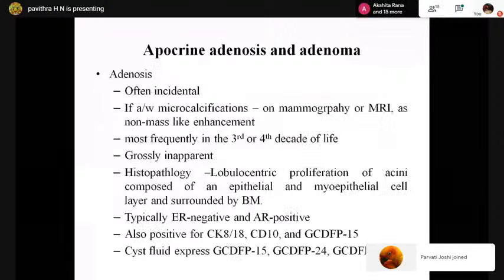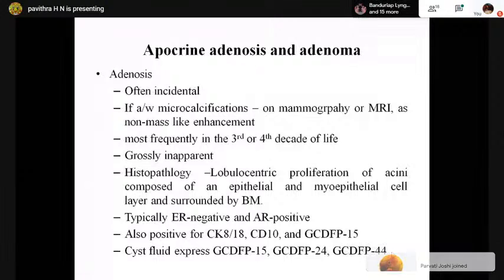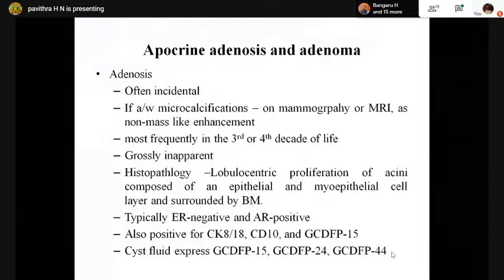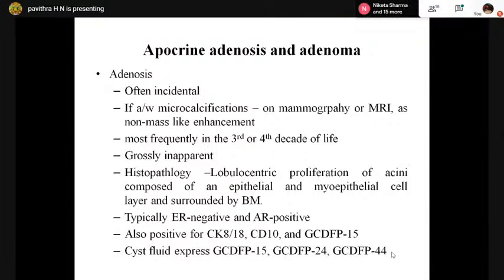They may have microcalcification. So in those cases, on MRI or mammography, they give it as non-mass-like enhancement. So mostly third to fourth decade, grossly nothing much significant. And on histopathology, I told you it is like sclerosing adenosis with apocrine change. And they are mostly positive for the androgen receptors, though they are negative for the ER.